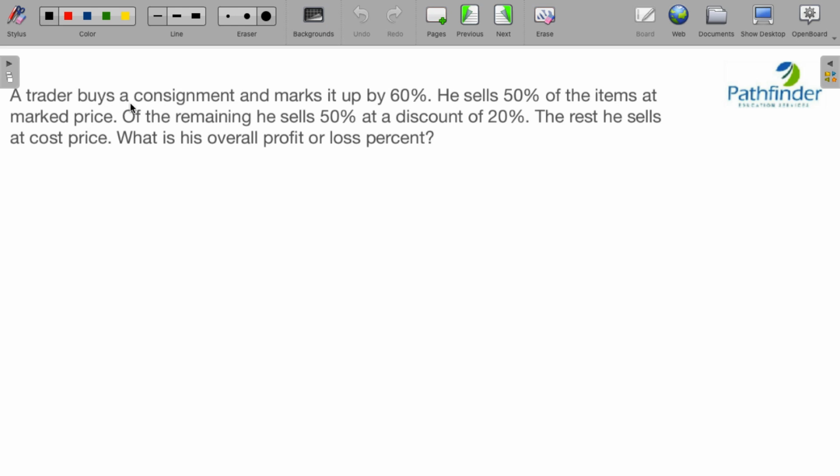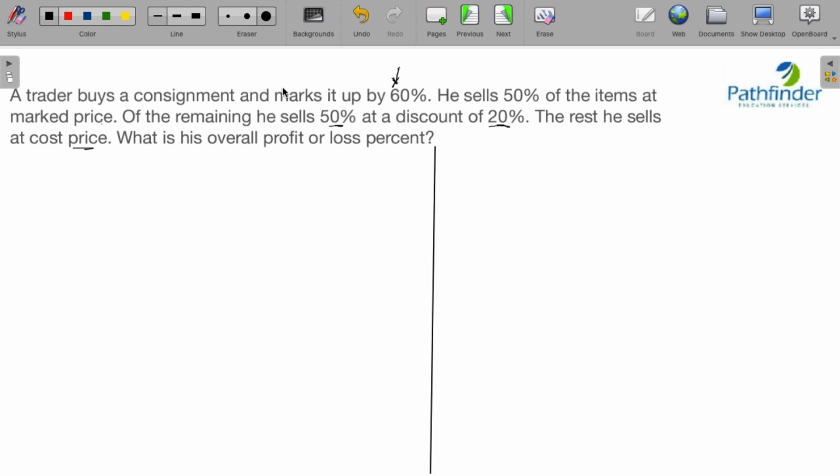So a trader buys a consignment and marks it up by 60%. He sells 50% of the items at mark price. Of the remaining, he sells 50% at a discount of 20%. The rest he sells at cost price. What is his overall profit or loss percent? This is your question.